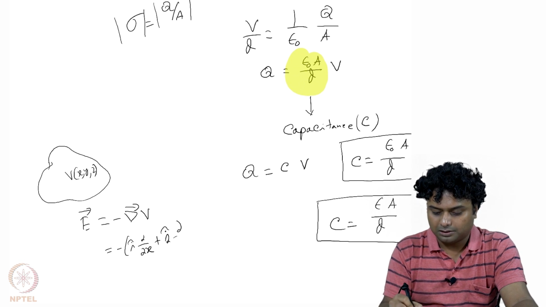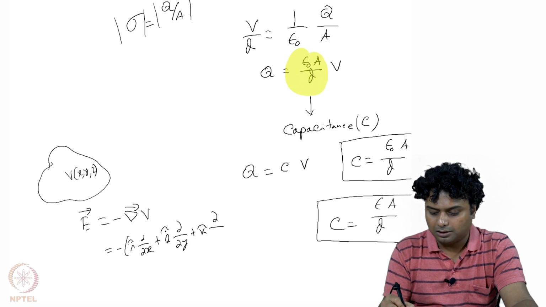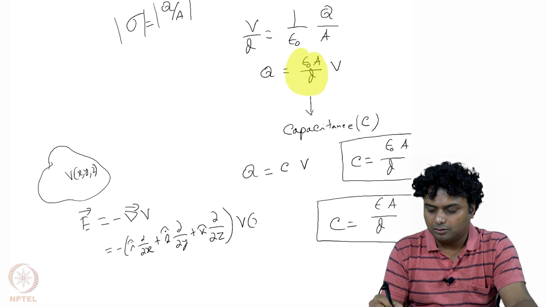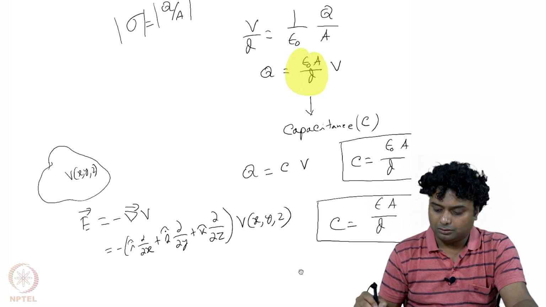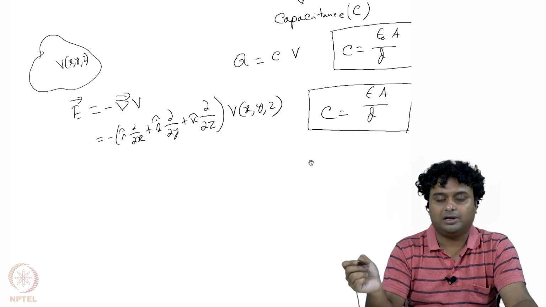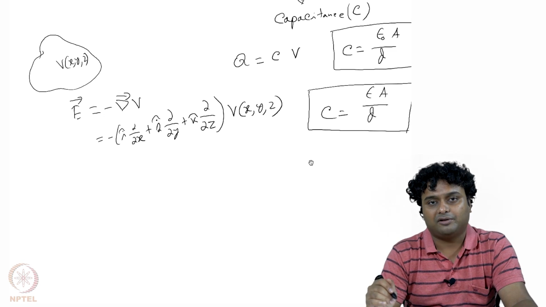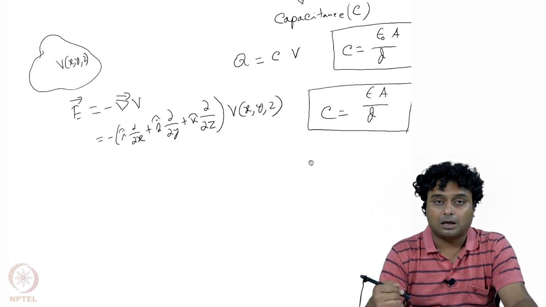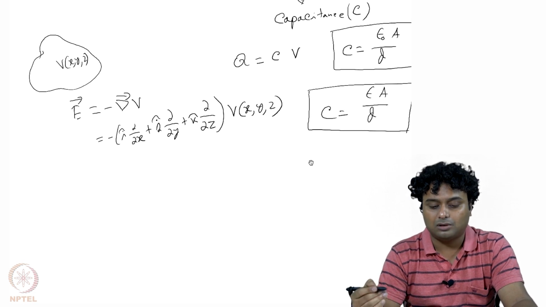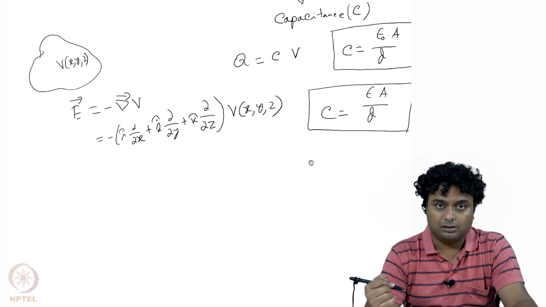J cap del del y plus k cap del del z, and then you have potential which is a function of x, y, z. So this is one expression which you may require while you are solving any problem where you do not have a very simple case like point charges, rather you have a distribution. Then for calculating the electric field etc., you need to apply this general equation.